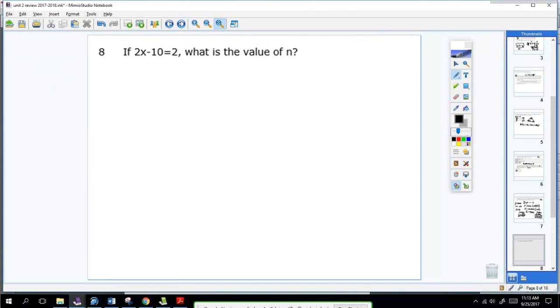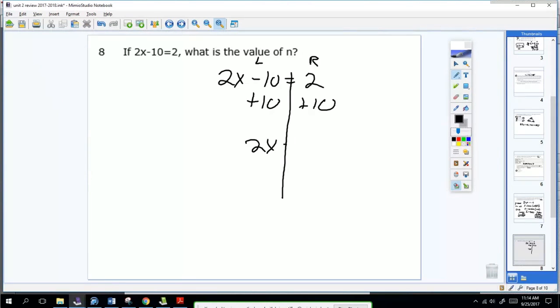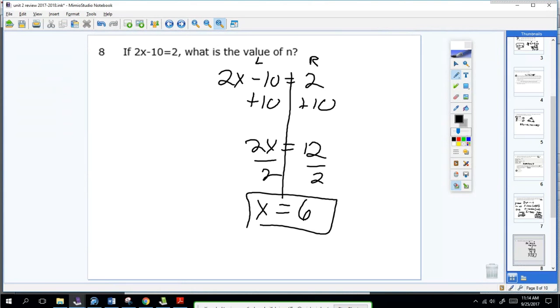Okay, number 8. If 2x minus 10 is equal to 2, what's the value of n? So let's just solve it. I'm going to draw my line, a left side and a right side. Looking at my left side, which is minus 10, I'm going to add 10 to both sides. So then you get 2x equals 12. Then you divide both sides by 2. X equals 6. So my value of x, or n, it should have said 2n minus 10 equals 2, or x, it does not matter, is 6.